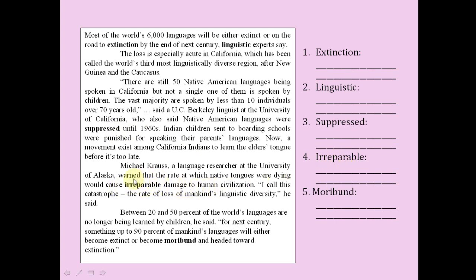Okay. Michael Krause, a language researcher at the University of Alaska, warns that the rate at which native tongues were dying would cause irreparable damage. Nah, irreparable damage means dying. Okay, next moribund. Here, kita baca. For next century, something up to 90% of mankind's languages will either become extinct or become moribund. Jadi di sini ada or. Become moribund means that extinct.